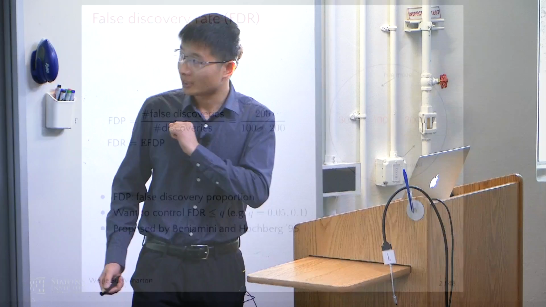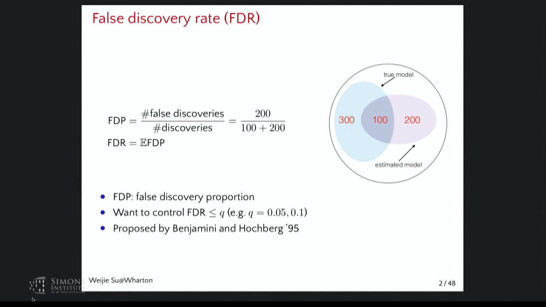So, a warm-up again. FDP is defined as the ratio of false discoveries among all the discoveries you make. This is an example. Sorry, it's not very clear. So this is your estimated model, and you make 300 discoveries. So the denominator is 300, but 200 are false, so the numerator is 200. This is FDP, and FDR is the expected value of FDP.